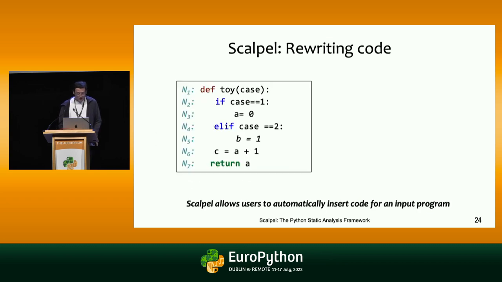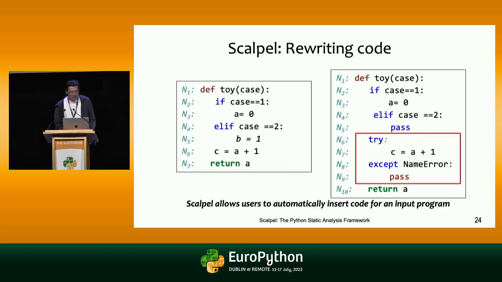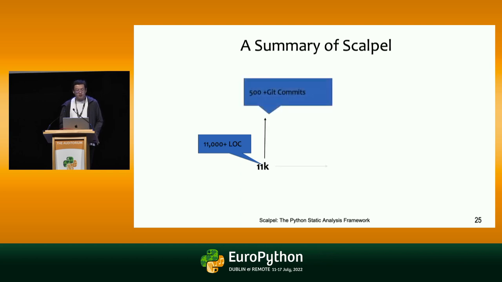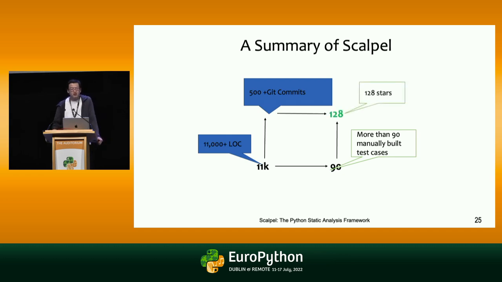So lastly, I would like to show you a summary of our project. Our project has more than 11,000 lines of code already, and this is some statistical results. I'm very surprised that after making it publicly available for the community for just half a year, we have received more than 100 stars. Maybe for data science or very popular topics, this would be very easy to achieve, but for static analysis, we don't often see so many people interested in such projects. So I'm really surprised, and I really appreciate the recognition from the community.